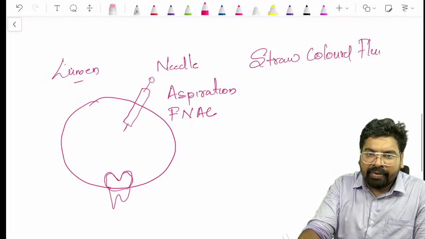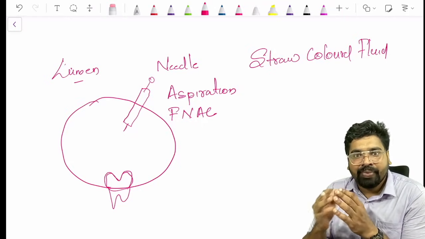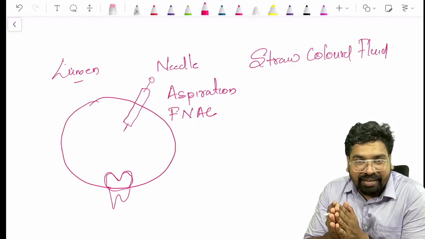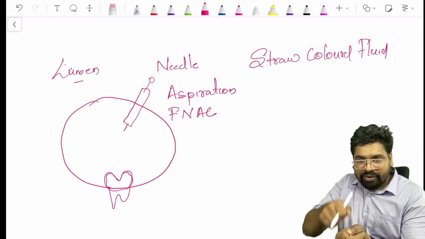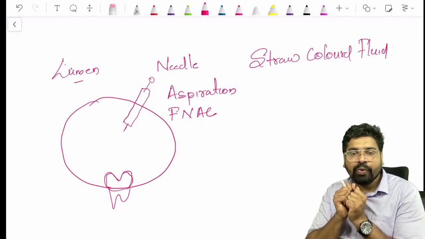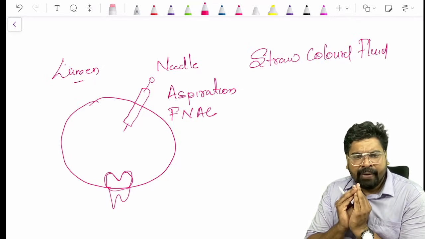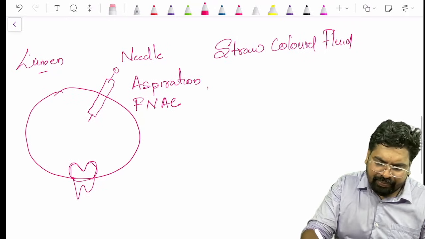We get a fluid that is straw colored, yellowish in color. So that is one indication that this is a dentigerous cyst. Now I took the fluid outside. I am going to assess how much protein is there in that, so I'm going to do a protein assay.